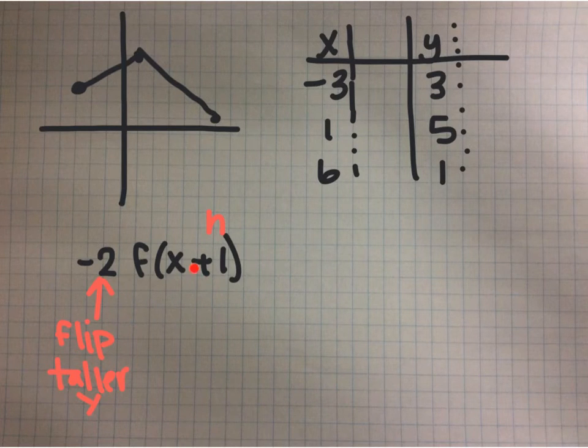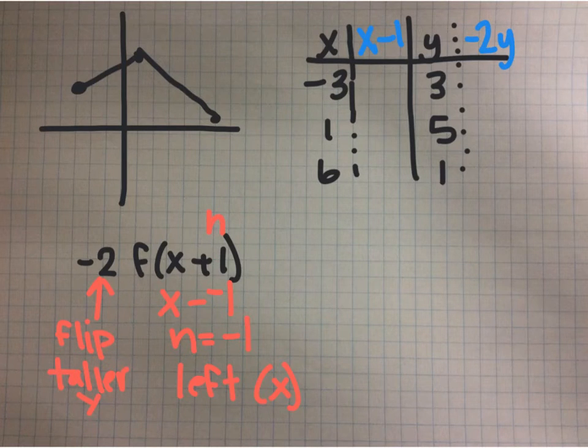Remember, there should be a minus right here. Since it's not, it's because there was minus a negative 1. So h is really a negative 1, which will move the graph left. Left and right changes the x. So, in my table, I'm going to have to take my x's and subtract 1 to move them left, and my y's and multiply them by negative 2 to flip them and make them taller.